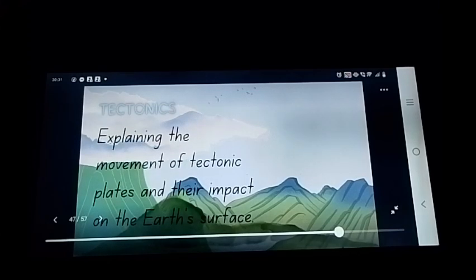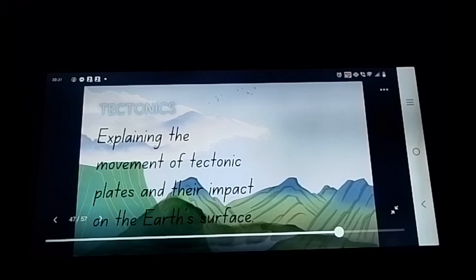And fourth, tectonics. Explaining the movement of tectonic plates and their impact on the Earth's surface. So imagine the Earth's surface is a giant jigsaw puzzle, and the pieces are constantly moving and bumping into each other. That's the concept of plate tectonics. So plate tectonics is the theory that Earth's outer layer, called the lithosphere, is made up of large plates that are constantly moving. These plates are like giant rafts, floating on a layer of partially molten rock called the asthenosphere. The movement of these plates is driven by heat from the Earth's core.